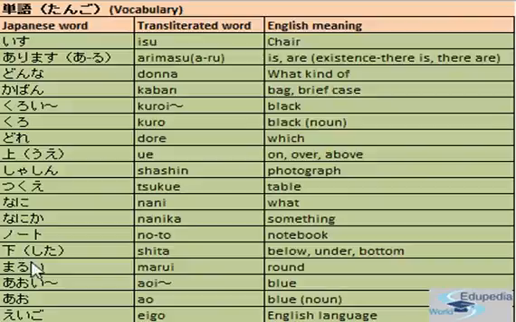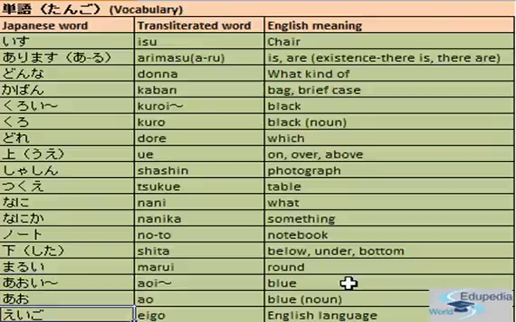Clear? The next word is marui. Marui meaning round or circle. The next word is aoi. Aoi meaning the color blue. The next word is awo. Awo also means blue. The difference between aoi and awo is that awo is a noun, whereas aoi is an adjective. So that's why I have used the tilde sign in the adjective.